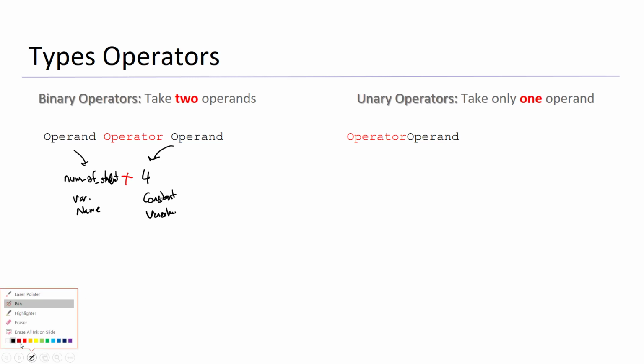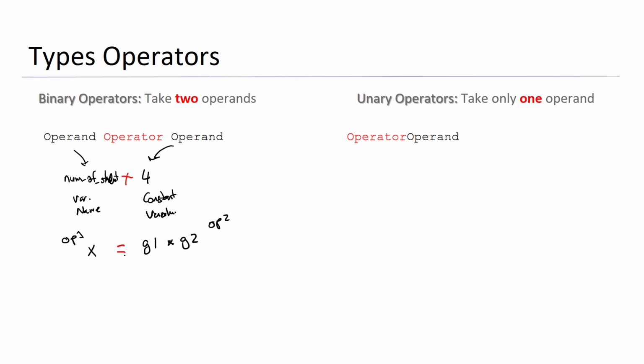Similarly, the assignment operator is also an example of a binary operator, because an assignment operator takes 2 operands, one to its left. The one on the left is usually a variable name, for example, the variable x, and the one to its right can be an expression, for example, g1 times g2. So this is the first operand, and that's the second operand. Binary operators take 2 operands, one to the left and the other one to the right.